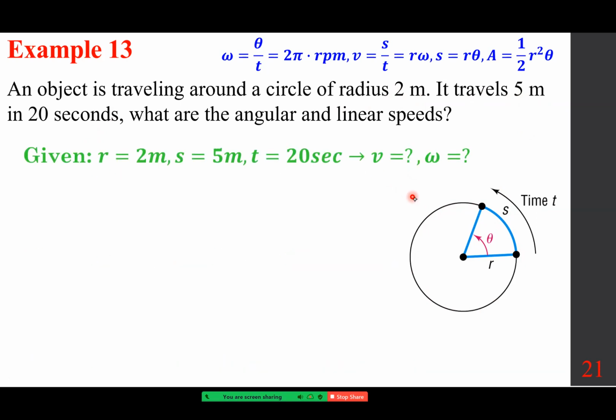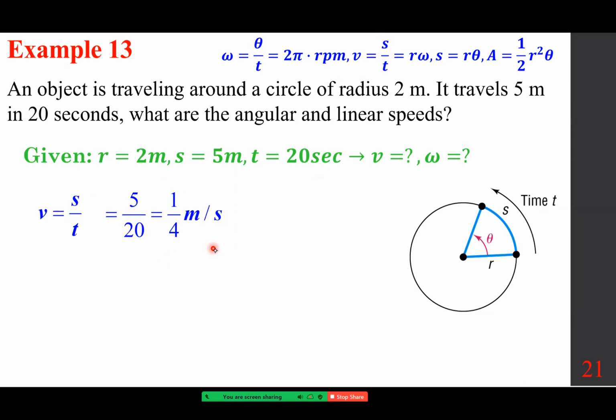So that's the translation. Pay attention to what I write as the given. We are dealing with word problems. As long as you write the given, it works out like a charm. So V is S over T. So 5 over 20. So 1/4. And you use the units accordingly. Meters per second. The linear velocity is 1/4 meters per second.